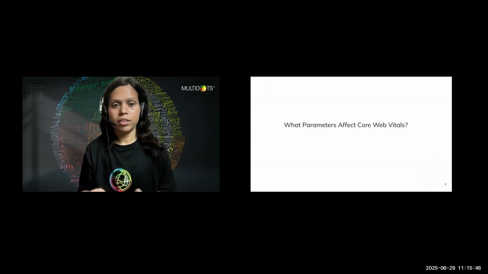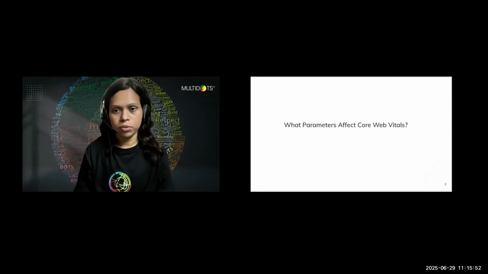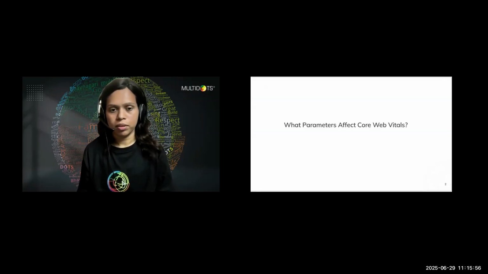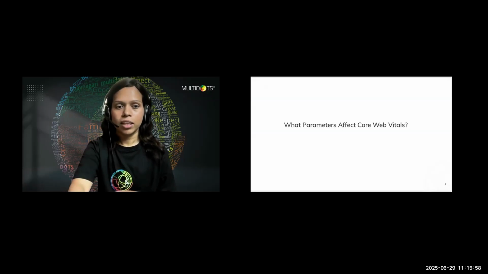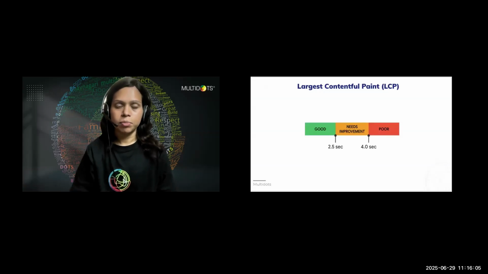Now, what are the parameters that affect Core Web Vitals? You can consider them as loading performance, interactivity on the website, and the visual stability of the website. Now, from the technical terminology, let's understand the individual parameters. The first one is Largest Contentful Paint, LCP. LCP measures the time it takes for the largest element present in your viewport to load.